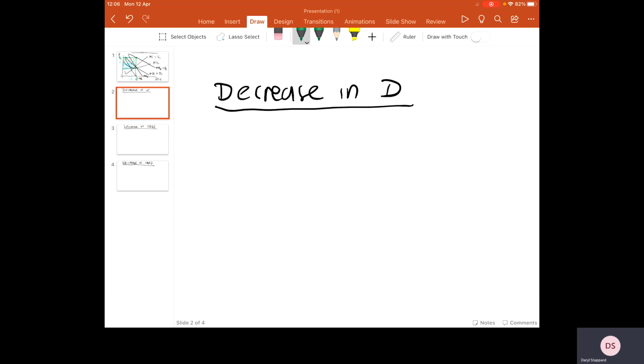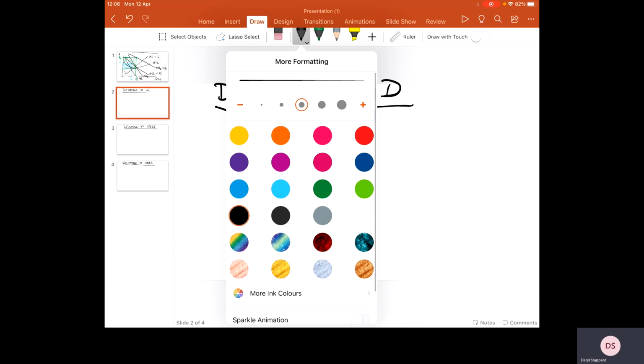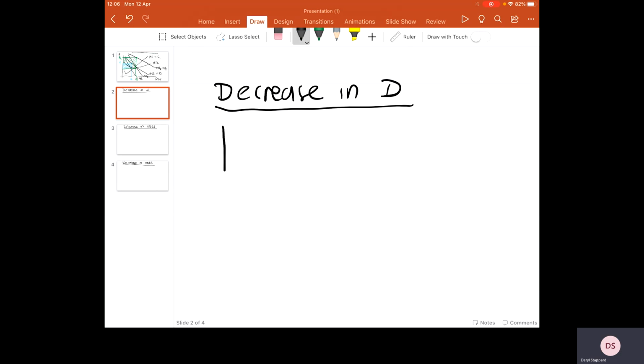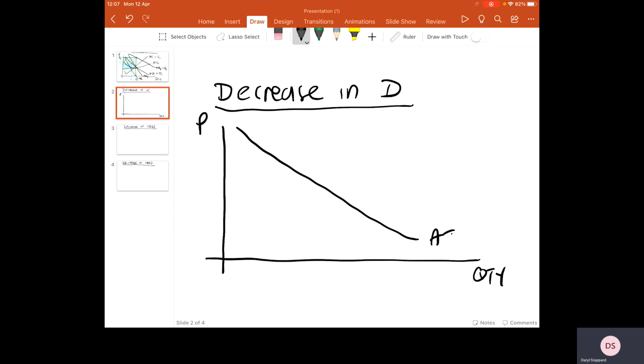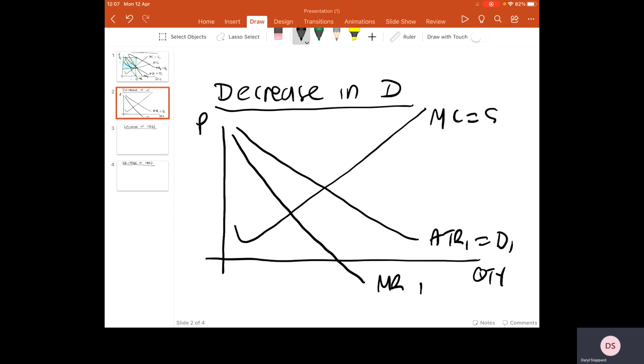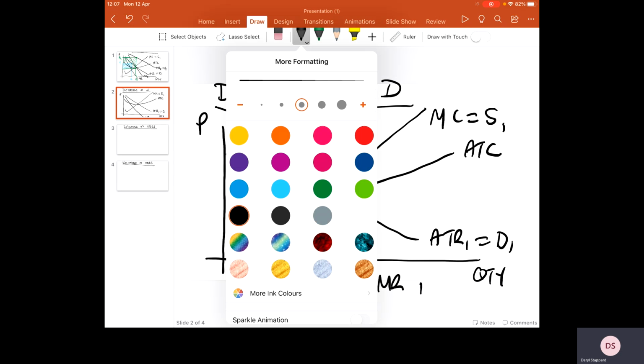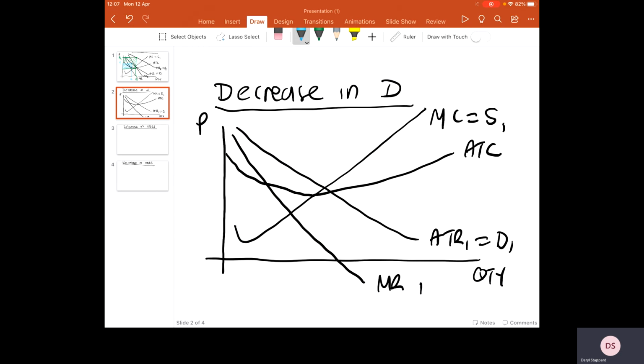Now let's show the exact opposite then: a decrease in demand. So again, what we'll do, we'll add the original average total revenue and marginal revenue curves. We'll add marginal cost, which is equal to supply, and we'll add ATC. Okay, so we've got here a firm that is again making supernormal profits, and we'll show it.